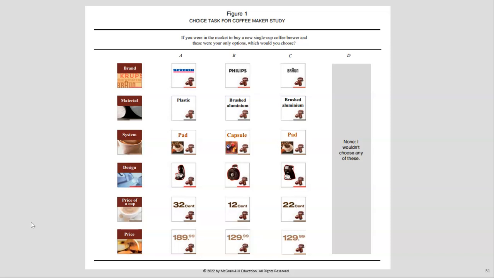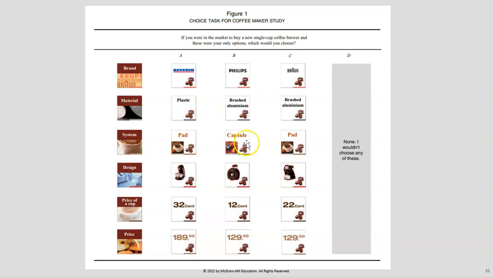Here's an example of a choice task that's presented to a consumer panel. The consumer panel is told, if you were in the market to buy a new single cup coffee brewer, and these were your only options, which would you choose? There's various attributes: brand, the material, the type of coffee making system, the design, the price per cup of the coffee, and then the price of the coffee maker. And these pictures describe the different levels of the attributes.